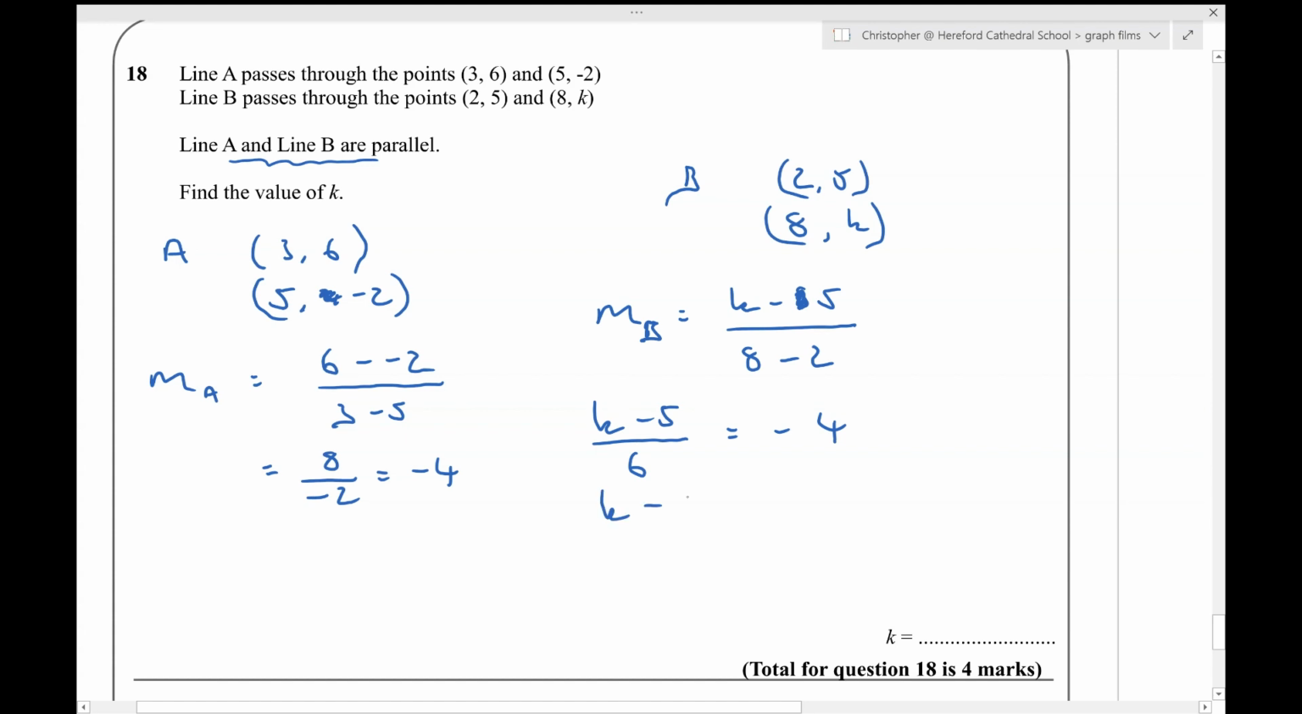So now I can simply solve this equation. k minus 5 equals minus 24. I multiply both sides by 6 there, and add 5 gives me k is minus 19. And that is question 18 done.